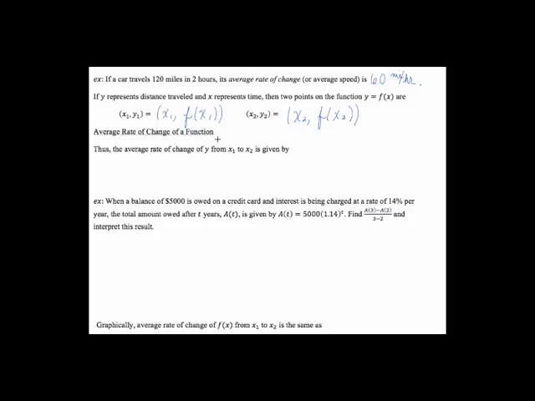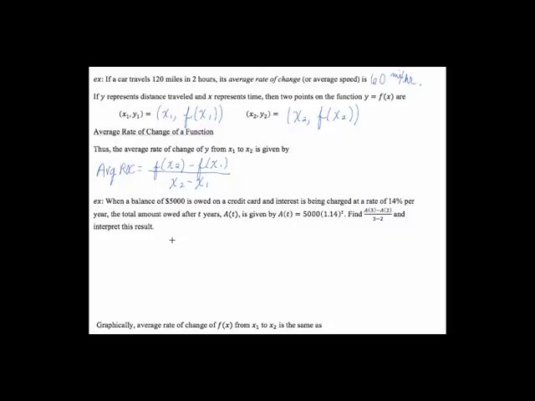Then the average rate of change of the function y or f of x from x1 to x2 is given by f of x2 minus f of x1, that's the change in the y values or the change in the distance, divided by the change in time, the number of hours that has elapsed. So the change in time between those two time values is x2 minus x1. And this is a form for average rate of change of the function f or y.